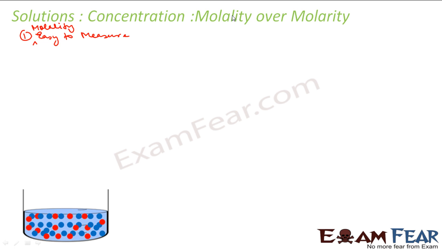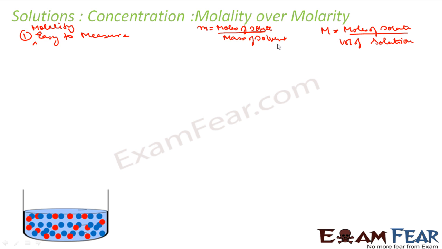Let me first write the formula for both. Molality here, small m, is equal to moles of solute by mass of solvent. What is molarity? Capital M is nothing but moles of solute by volume of solution actually. There is a difference. Here we have solvent, here we have solution. Here we have mass, here we have volume.